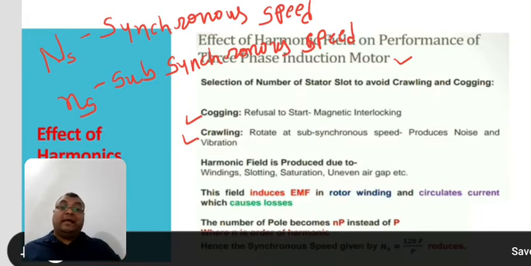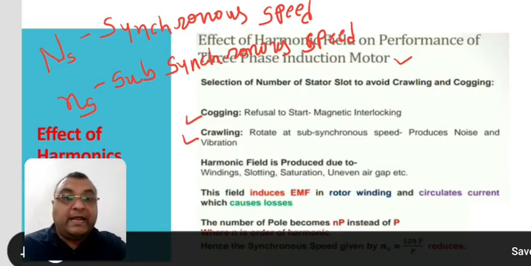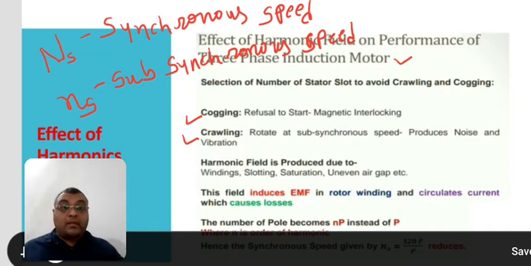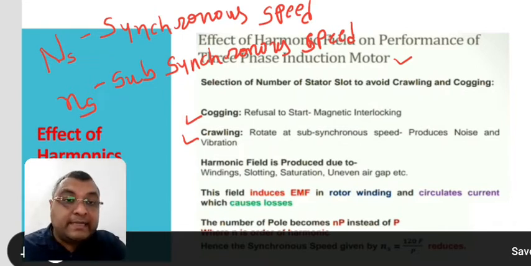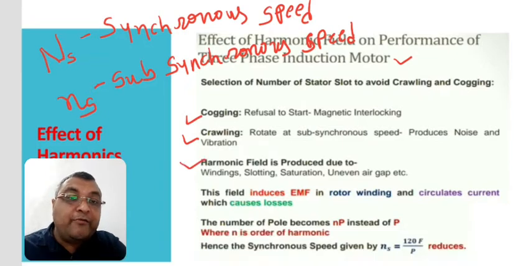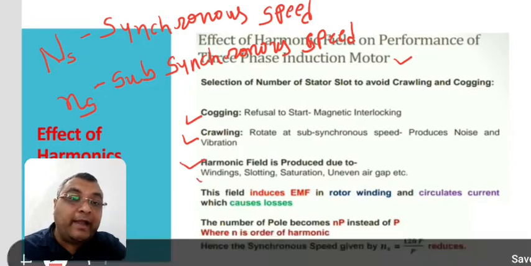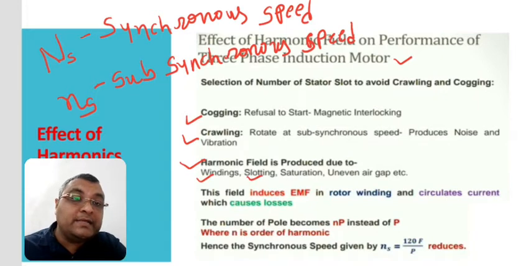Okay, and at that time you can see your motor is going to rotate at the subsynchronous speed, and when it rotates at subsynchronous speed, the noise and vibration will be there. Okay, after the crawling, we will see that the harmonic field is produced due to the factors of winding, selection of slotting, saturation, and uneven air gap, etc.